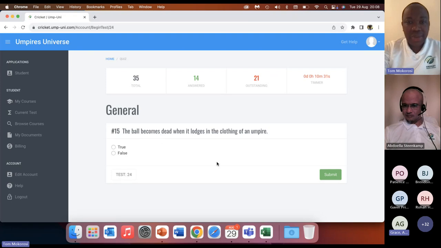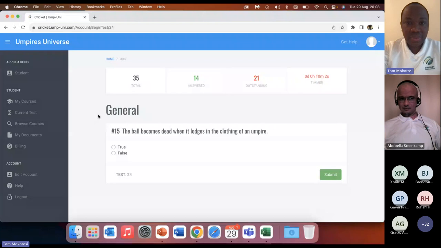Next statement. The ball becomes dead when it lodges in the clothing of an umpire. True or false? Abdullah, next new hand, please. Tolile Mabuza. Hi, I think the answer is false here. The ball becomes dead when it lodges in the clothing of an umpire.